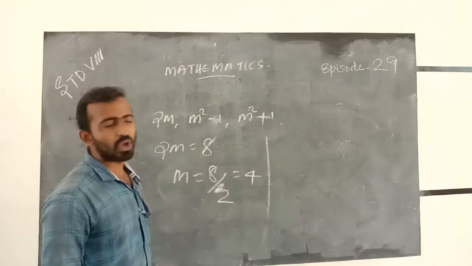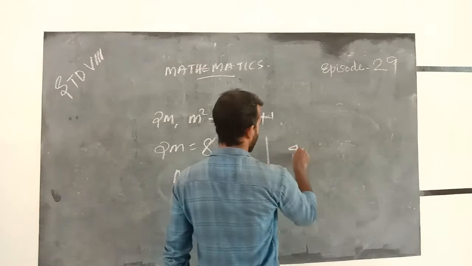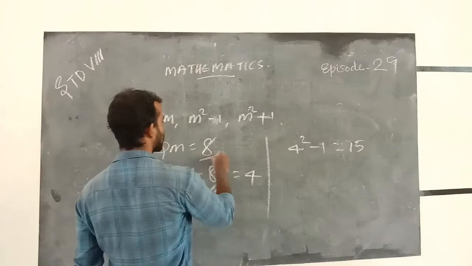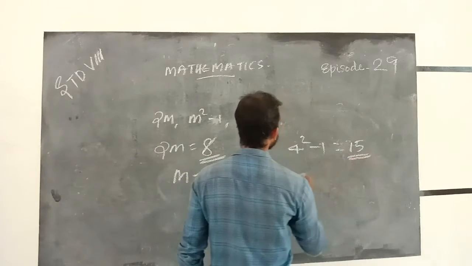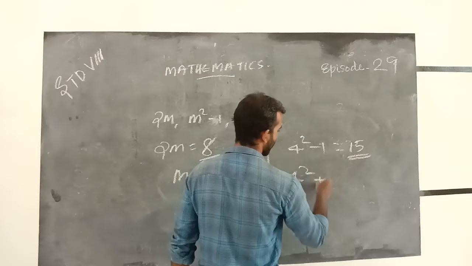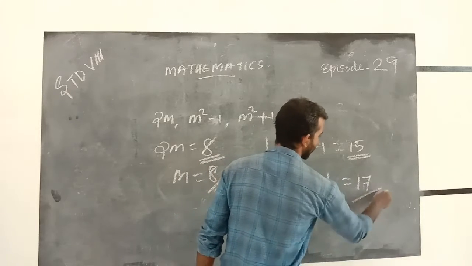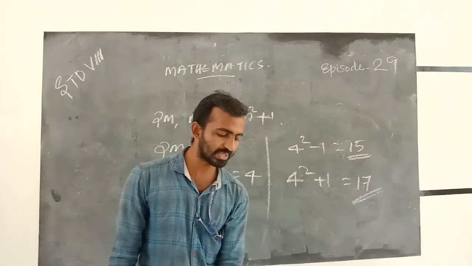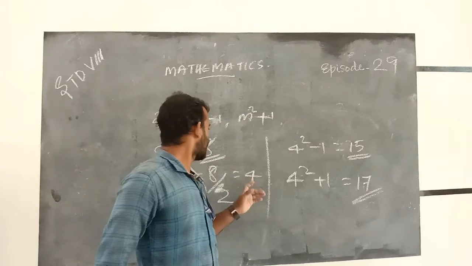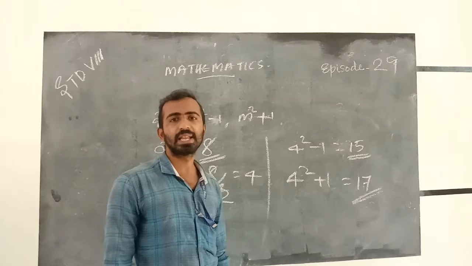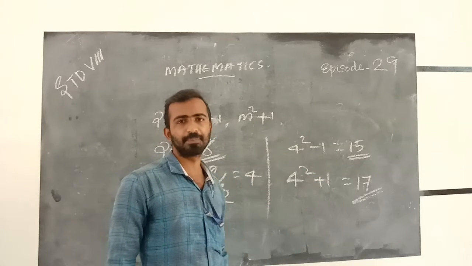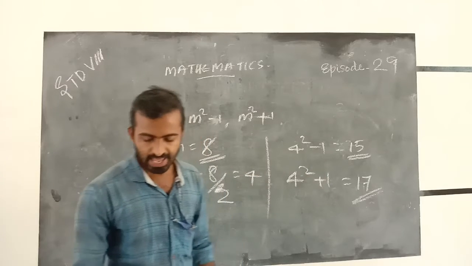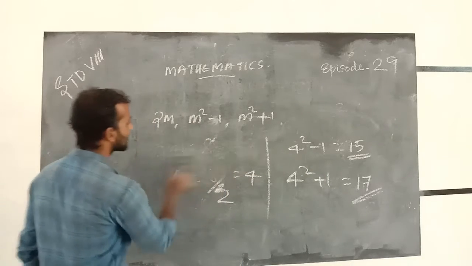Then next, m square minus 1. That is 4 square minus 1, we get 15. And next is m square plus 1. That is 4 square plus 1, we get 17. That is, the triples are 8, 15, 17. Is it? Yes.